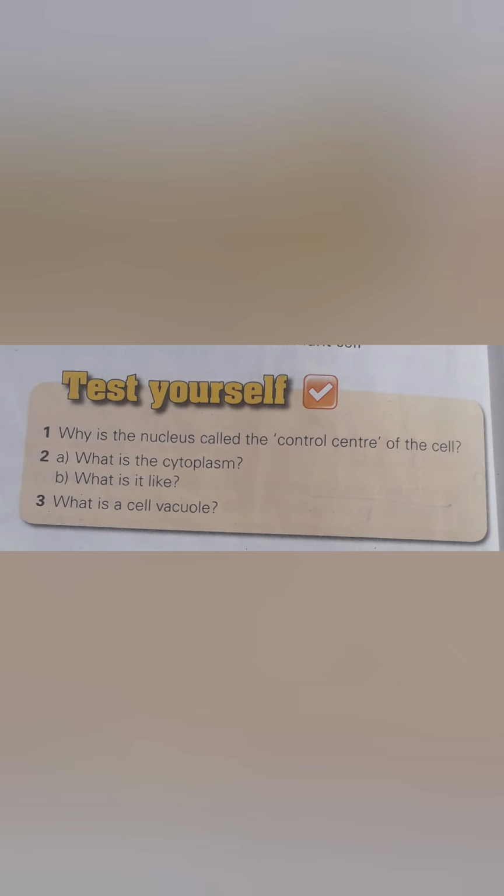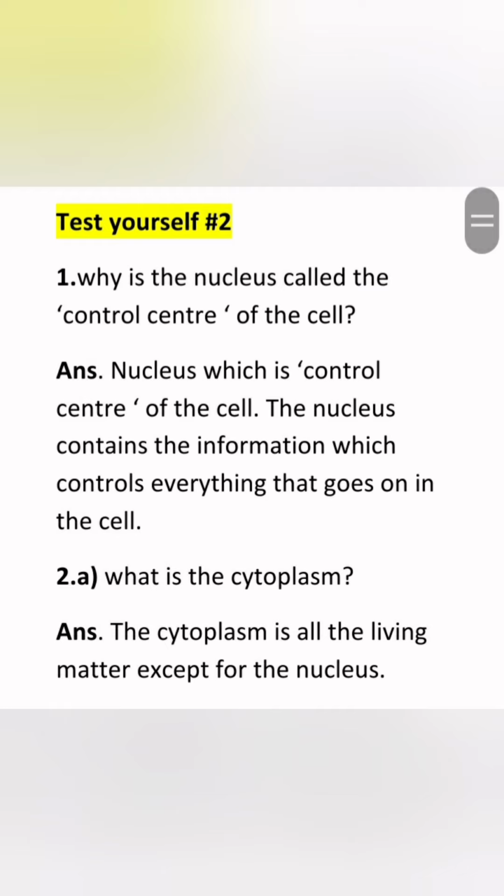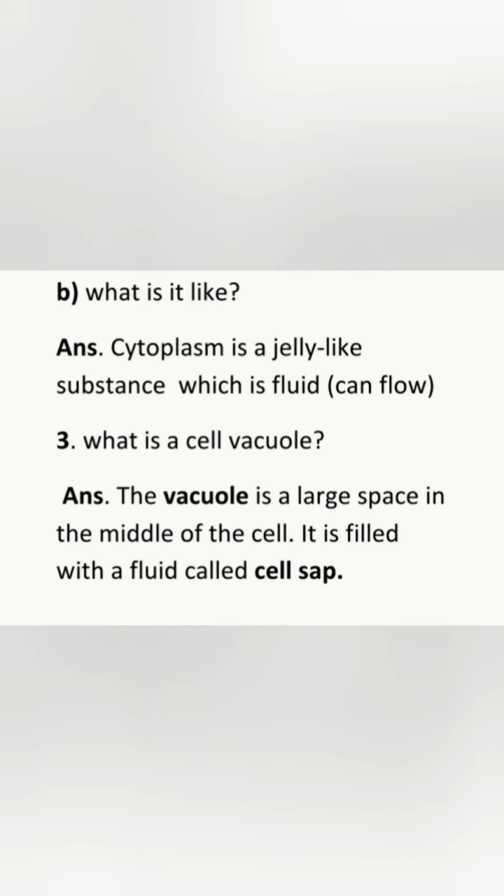Now we are going to cover Test Yourself number 2 of chapter number 2 on page number 20. So let's start. Question number 1: why is the nucleus called the control center of the cell? The answer is: the nucleus is the control center of the cell. The nucleus contains the information which controls everything that goes on in the cell. Question number 2, A part: what is cytoplasm? The answer is: cytoplasm is all the living matter except for the nucleus. Question number 2, B part: what is it like? Cytoplasm is a jelly-like substance which is fluid and can flow.